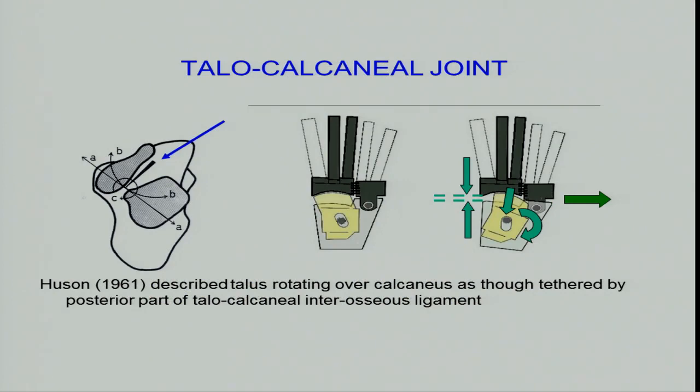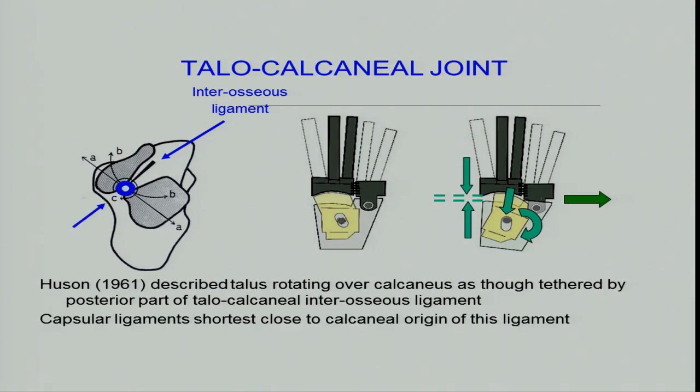So that's indicated by that little blue arrow. And he said that the ligaments, the capsular ligaments of the two joints at that particular area were short. So again there was an added tethering to make that the fulcrum of rotation of the talus over the calcaneus.